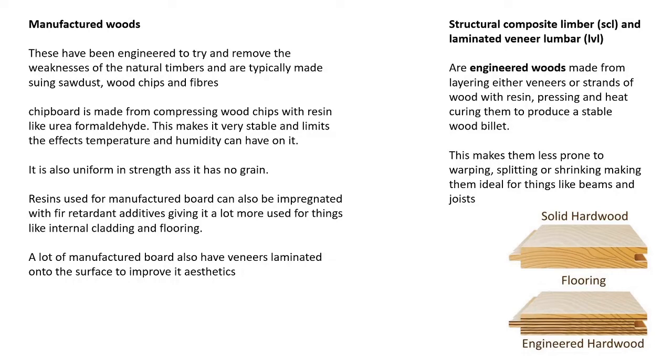Because if it gets too humid, it will get soggy and it will literally fall apart because it is just wood chips. It's also uniform in strength because it has no grain, so it's the same strength everywhere that you go. Resins used for manufactured boards can be impregnated with fire-resistant additives, giving it a lot more use for things like internal cladding and flooring because it can withstand the heat a lot more. A lot of manufactured boards also have veneers laminated onto the surface to improve its aesthetics.